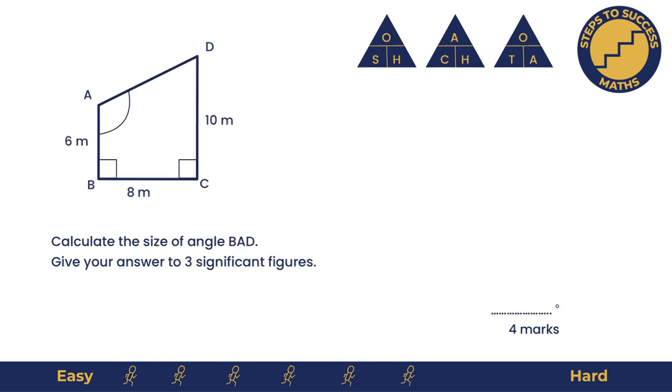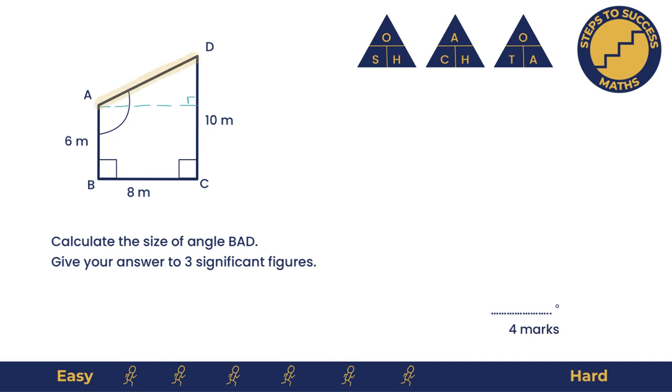Calculate the size of angle BAD. Give your answer to three significant figures. So we're going to cut this shape into two parts so that we end up with a right-angled triangle. So we cut it across here. You can see that this makes a right-angled triangle.